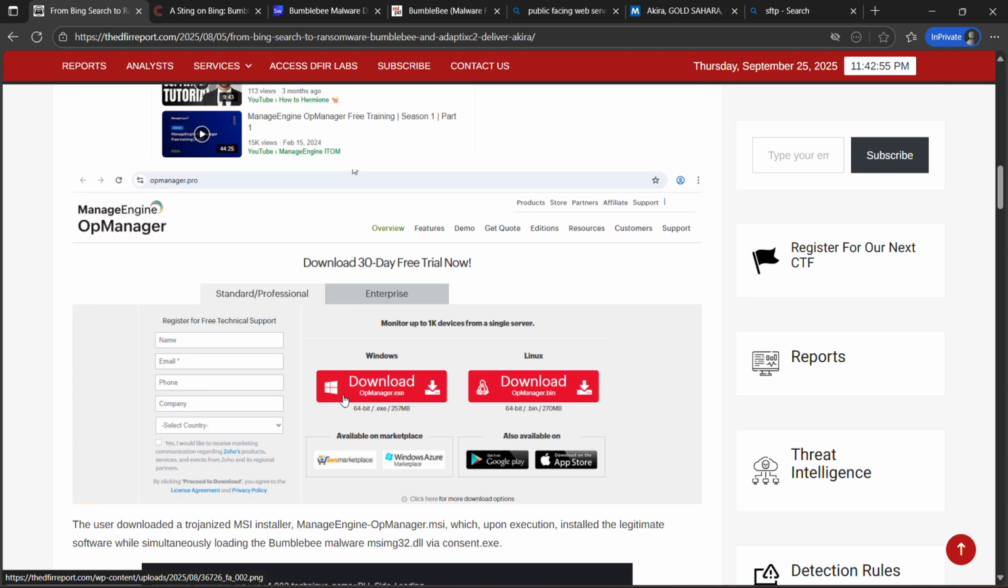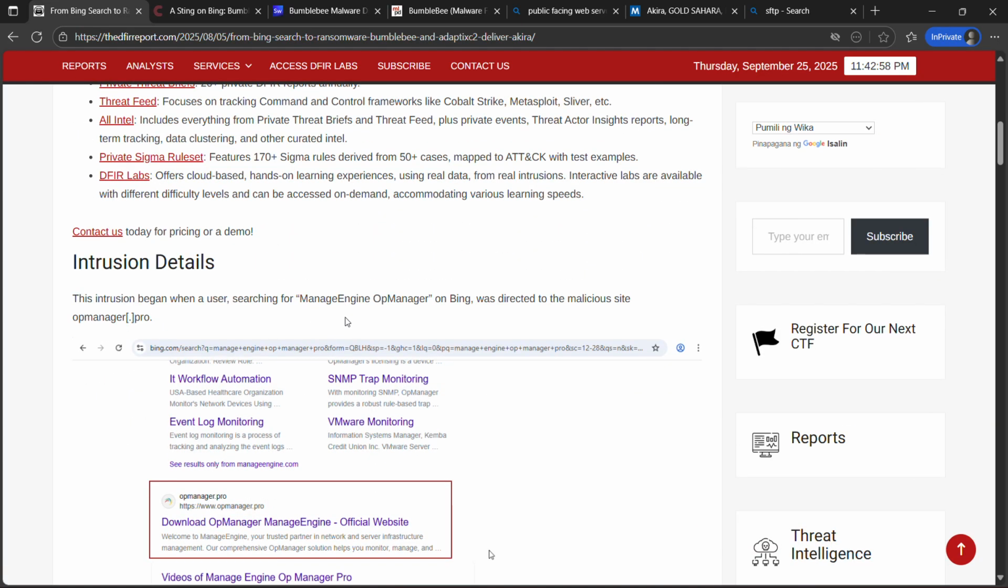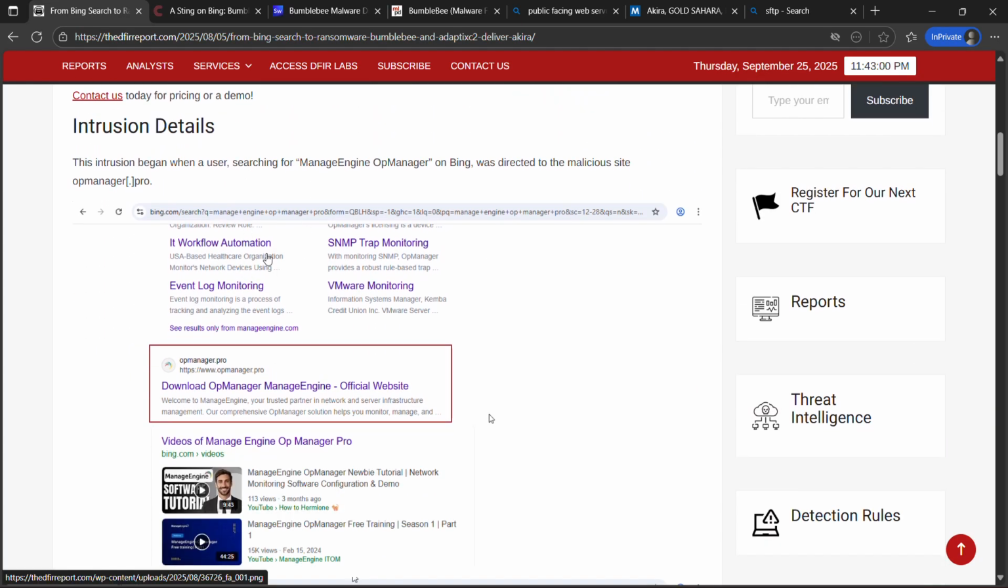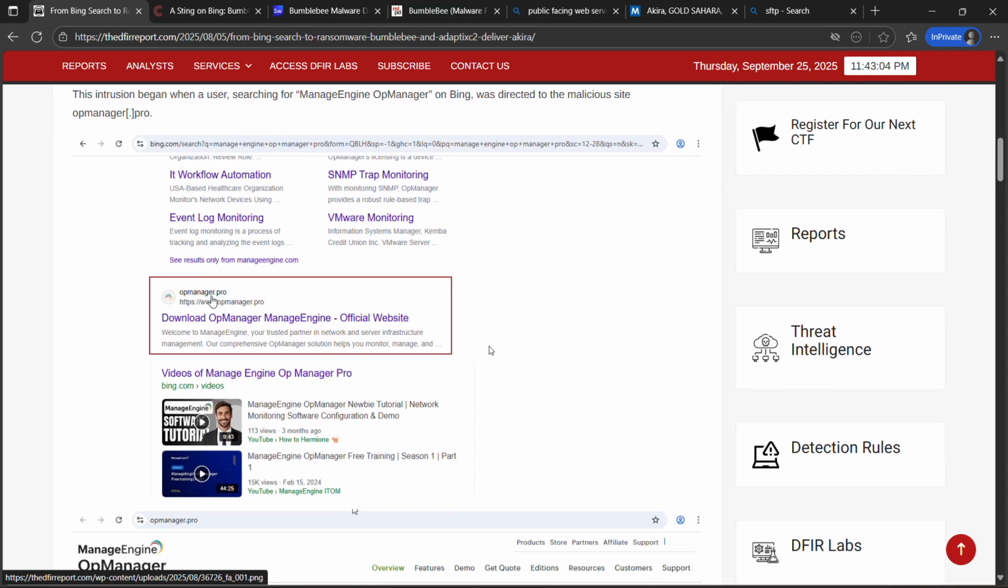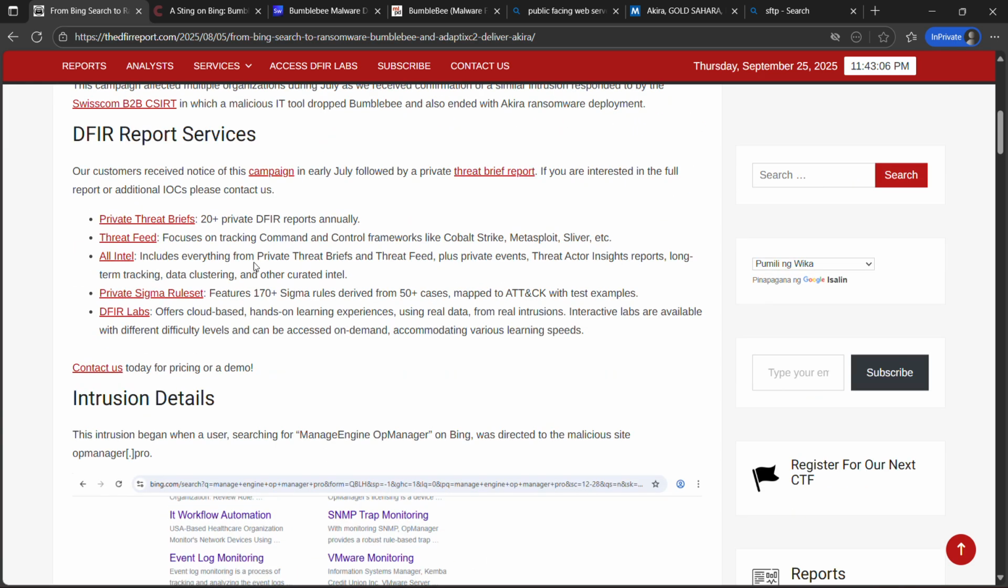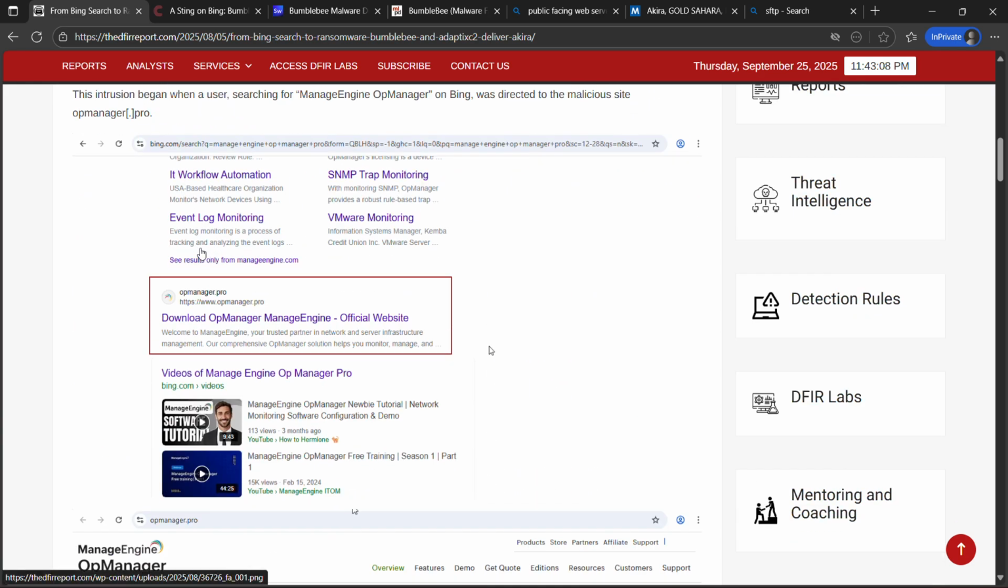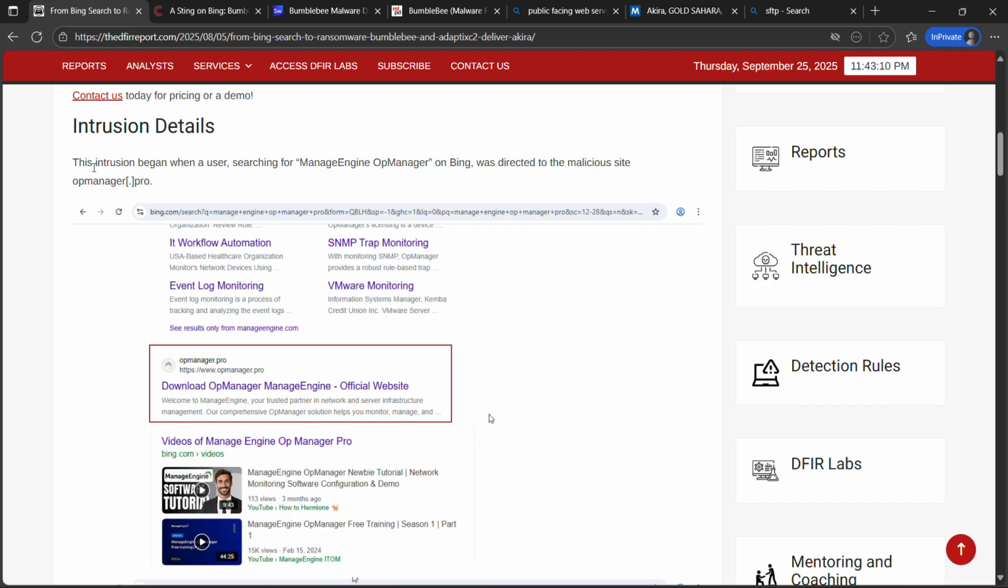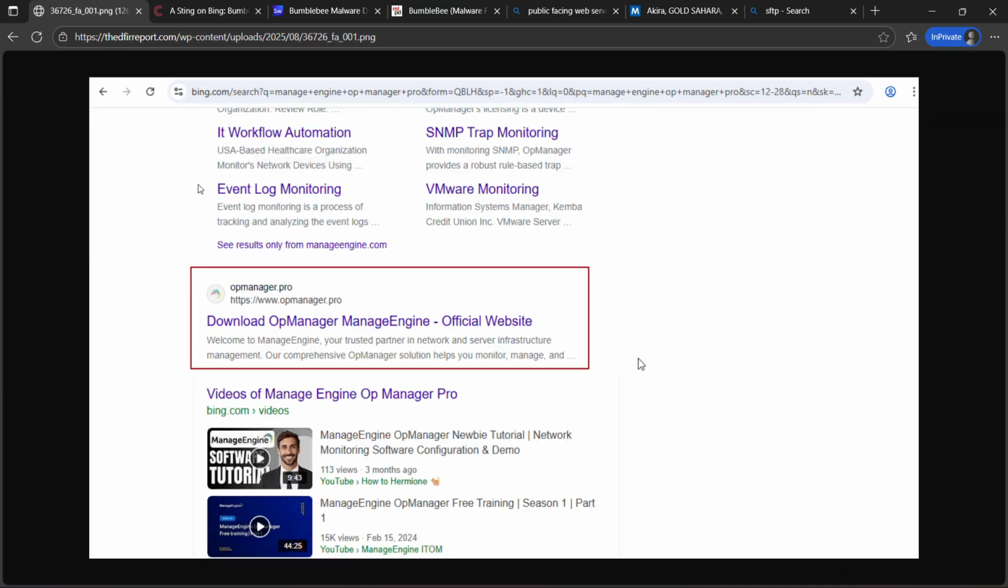This is where we go next. Okay, this is a more detailed account of how things actually happened. Intrusion details. The intrusion began when a user searching for ManageEngine OpManager on Bing was directed to the malicious website opmanager.pro. So this is it, opmanager.pro.